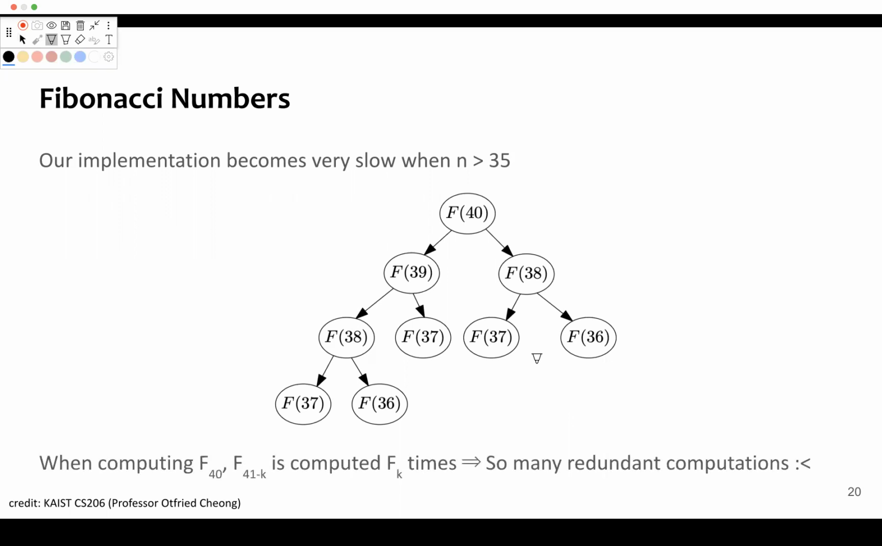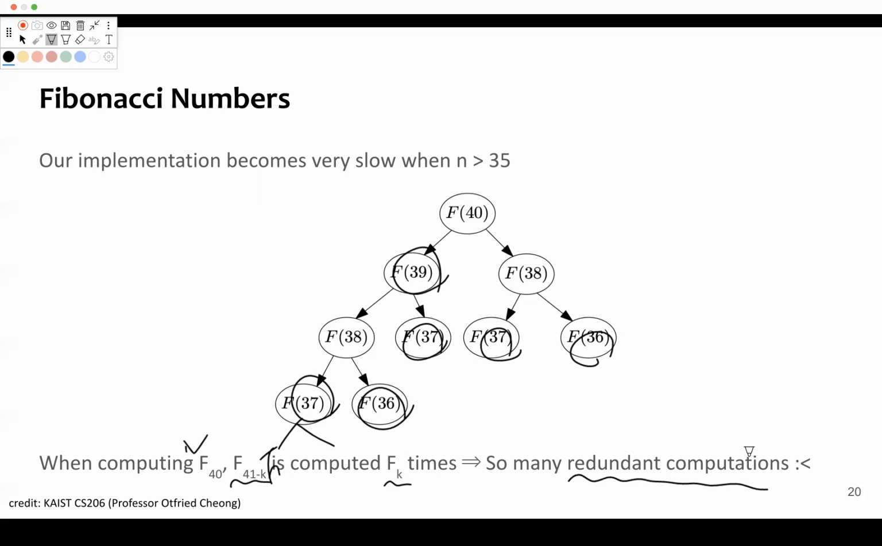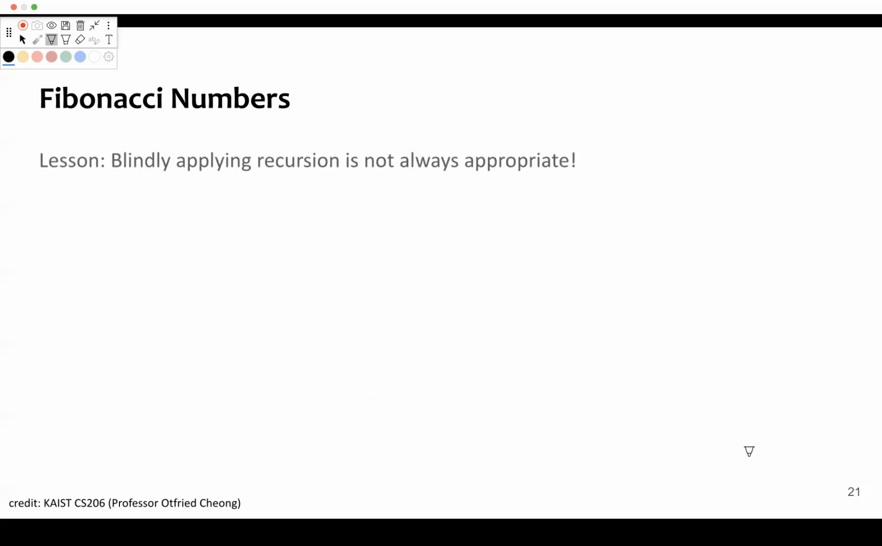In fact, when we are computing Fibonacci 40, Fibonacci number 41 minus k is computed k times. So this one, Fibonacci 37 is here and here and here. 36 is here and here and a lot. And it's going to be like Fibonacci again and again. So there are so many redundant computations. And the lesson here is blindly applying recursion is not always appropriate. And how can you resolve this redundancy in computation? Can you come up with any idea how to resolve this redundancy?